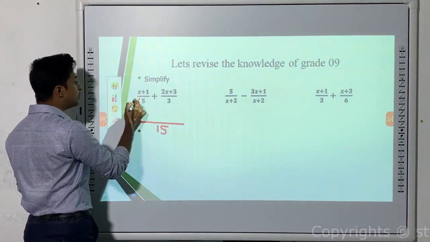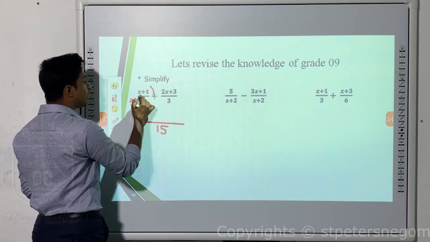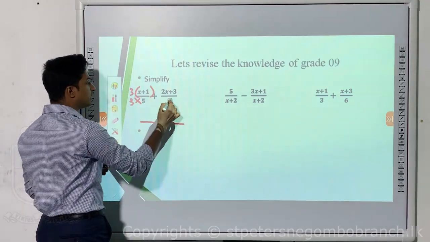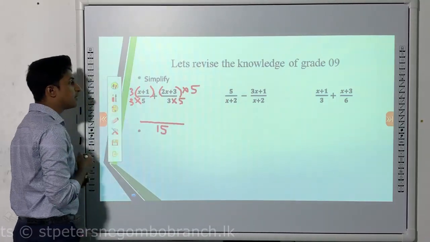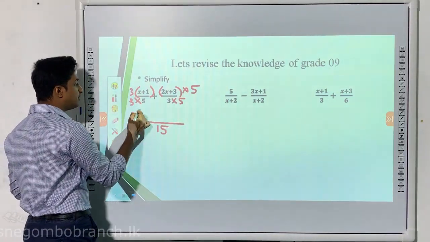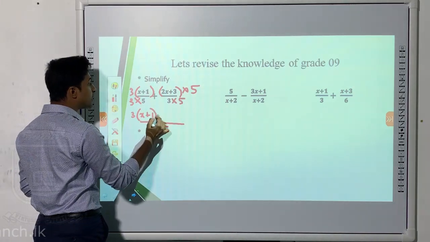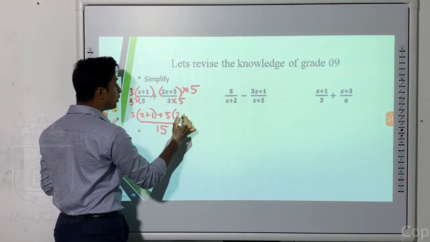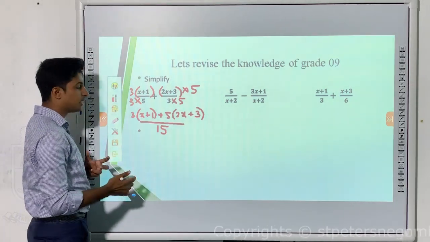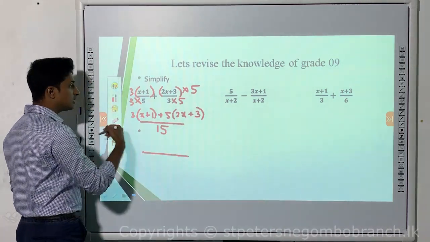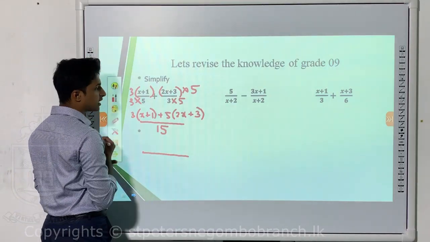Then here I will multiply this by 3, then the upper term also multiplies by 3. This I will multiply by 5, then the upper number also multiplies by 5. So take the value and multiply. Use brackets when you multiply to avoid mistakes. To avoid your mistakes during multiplication, you have to use brackets.